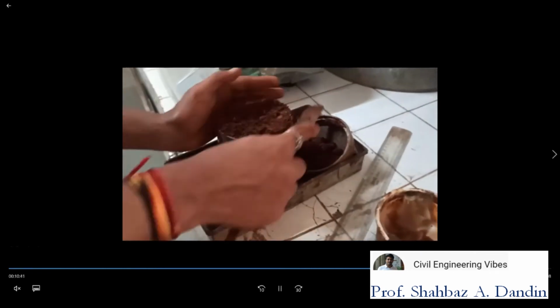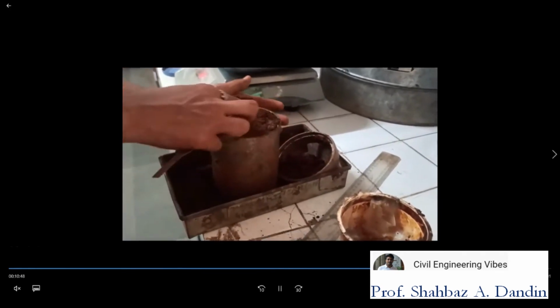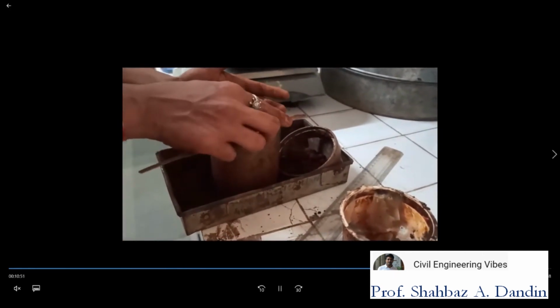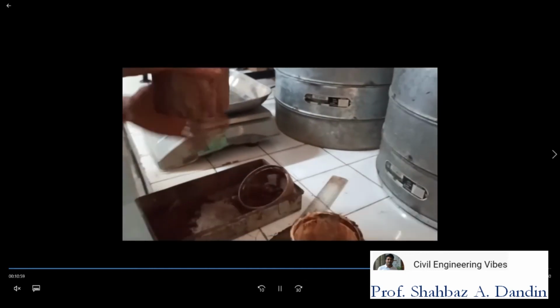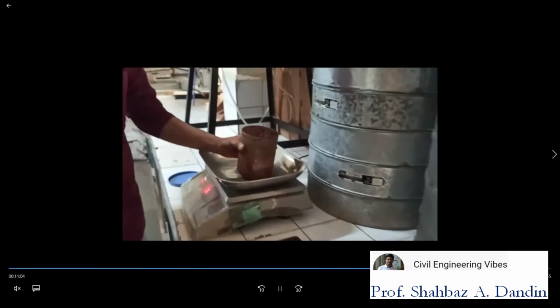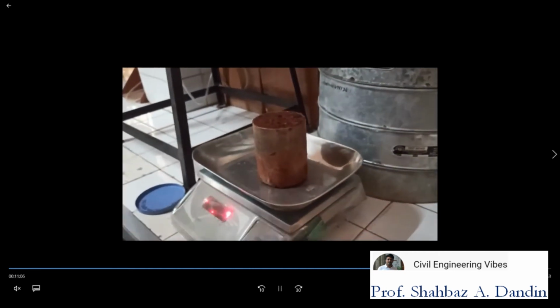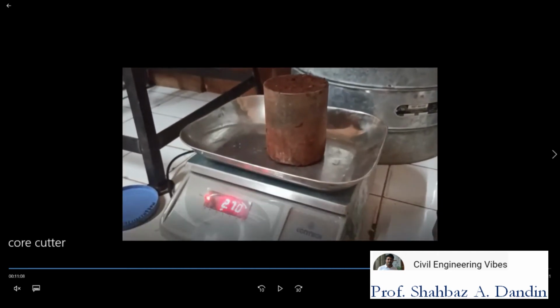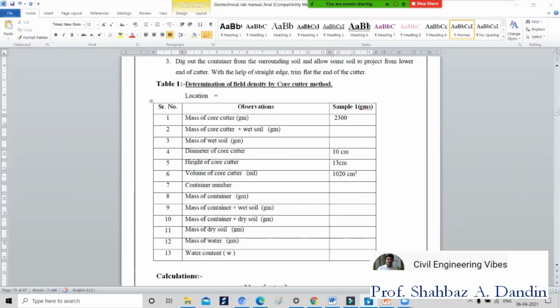Once we come to the laboratory, we have to surface finish the upper and the bottom surface of this core cutter. Once again, I repeat, remove the dolly and surface finish the upper and bottom surface of the core cutter, and then take the weight of it. Once we take this weight, note down, this is your container, nothing but core cutter plus the wet soil. This is the mass of the core cutter plus wet soil.